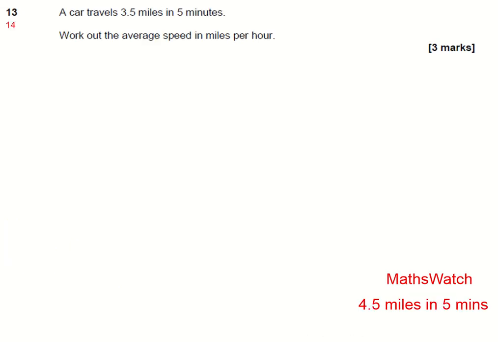Question 13 on the exam, but 14 on Maths Watch. A car travels 3.5 miles in 5 minutes. Work out the average speed in miles per hour. Well, an hour is 60 minutes. So we need to figure out how far this car would go in 60 minutes. So we can compare the number of miles that it travels with the number of minutes it takes to do it. So from the question, we will travel 3.5 miles, and that will take us 5 minutes.